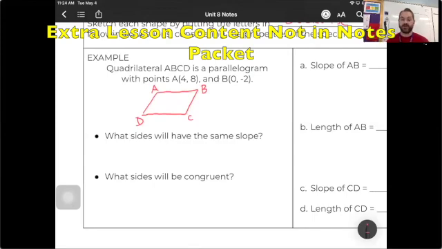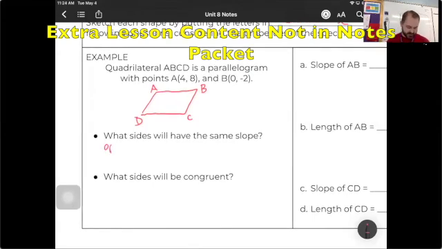Well, remember that in a parallelogram, opposite sides have the same slope. In that case, pairs of opposite sides would be like AB and DC. They would have the same slope. And then AD and BC would have the same slope.